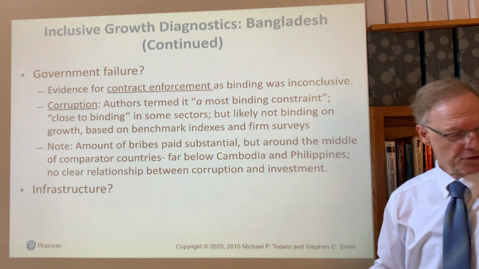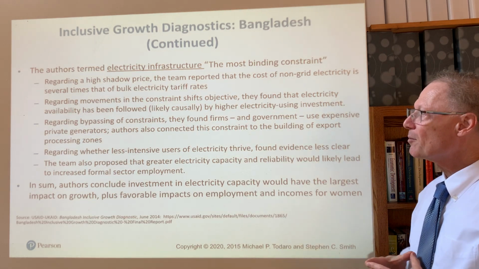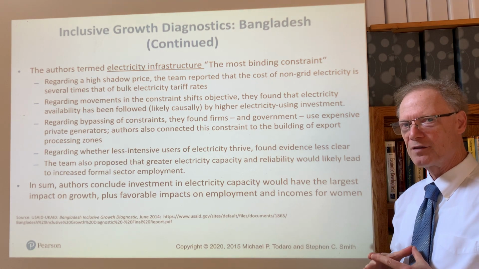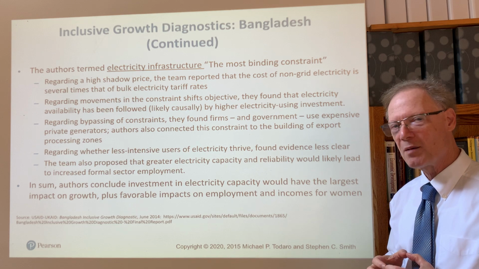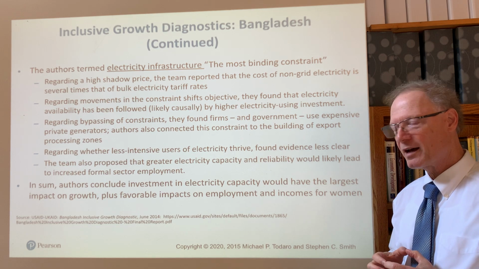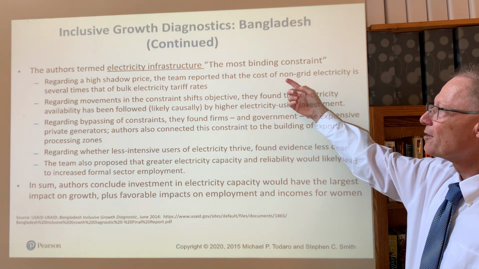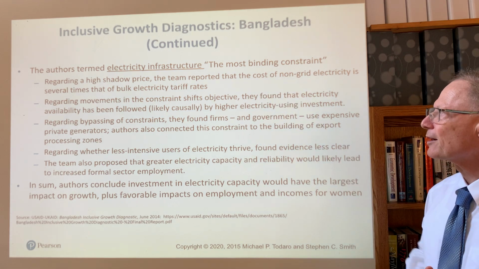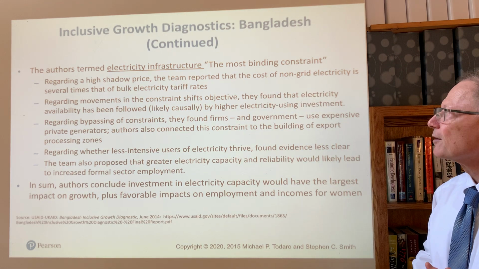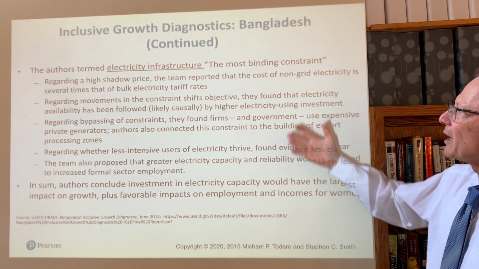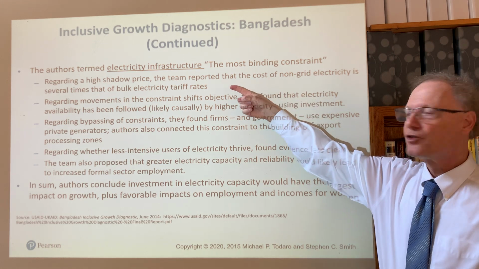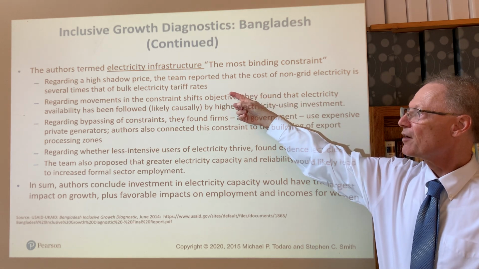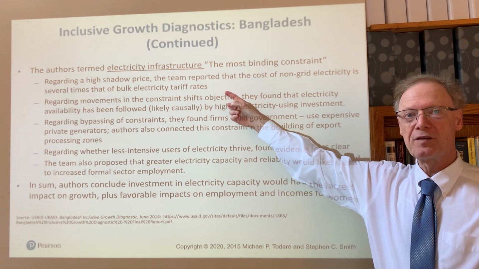What about infrastructure? Here things got a little bit more interesting. Not infrastructure in general, though in the past that has been a serious problem in Bangladesh, including lack of bridges. But the authors, in examining different components of infrastructure, focused on electricity infrastructure. They decided it was indeed the most binding constraint. And so, first of all, regarding a high shadow price, the team reports that the cost of non-grid electricity is several times that of bulk electricity tariff rates.